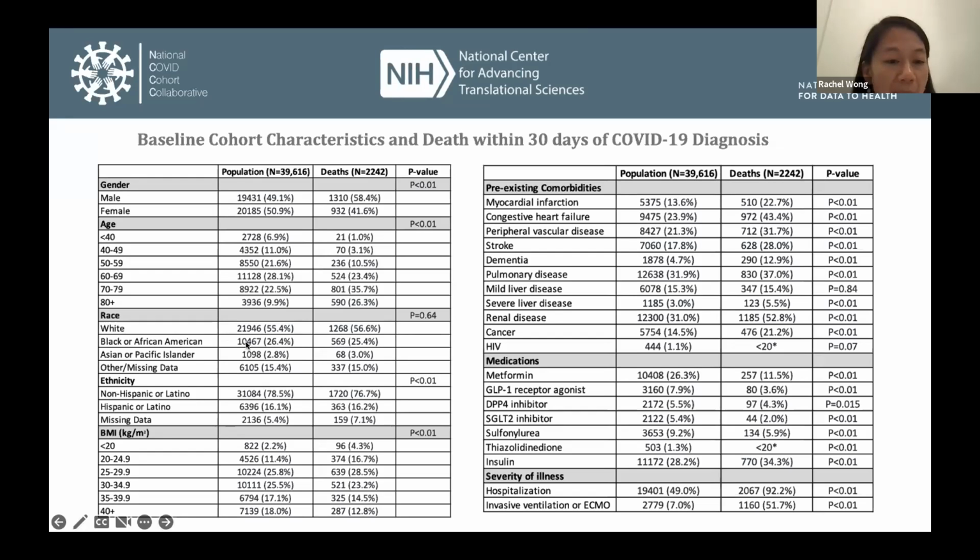Our African American and Black population was about 26% of the population. And for Hispanic or Latino, it was 16%. So closer than other studies to the US population based on the census data. Patients were generally overweight to obese, most of them falling within this range over here, 25 to 35. And we have the rates of myocardial infarction, stroke, dementia, all the different comorbidities for both the population and those that died. And then some of the medications that we measured were use of metformin and other oral hypoglycemics, as well as insulin. And you could see from our study population, about 49% of our patients were hospitalized in this data set, and 7% of them required ventilation or ECMO.